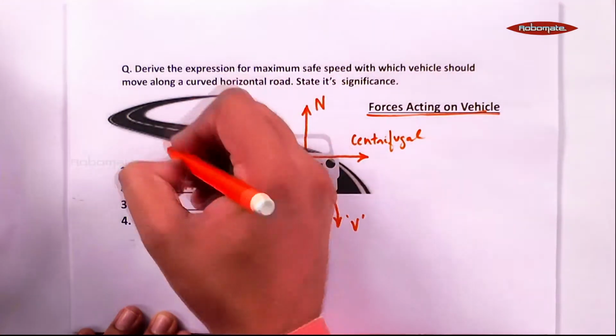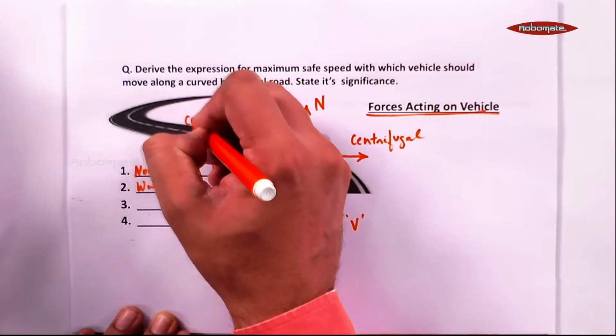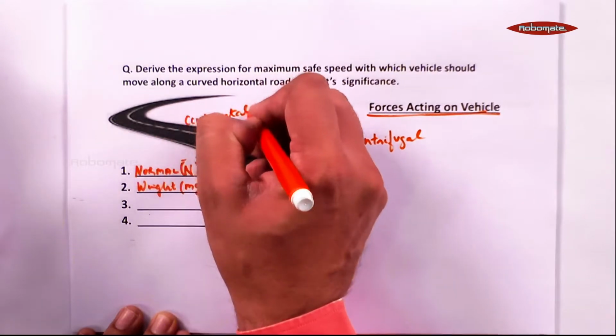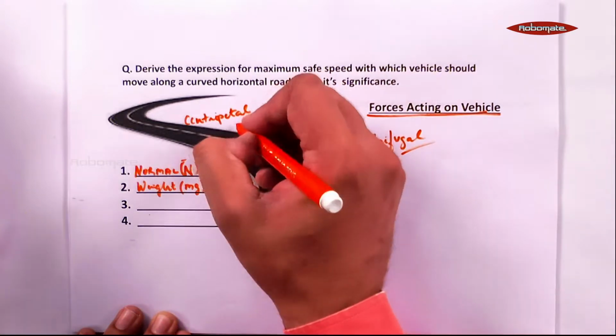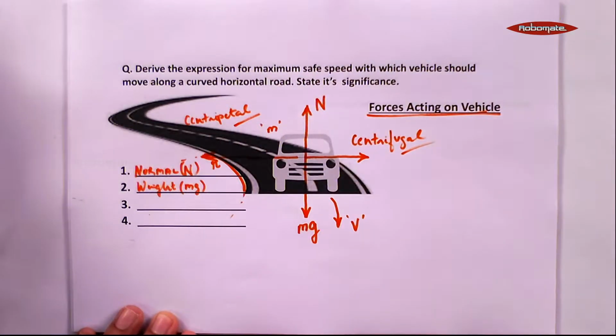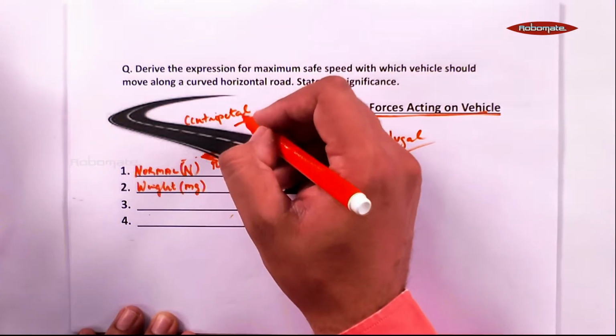And what is the inward force? The inward force is called the centripetal force, the real force. Okay, the pseudo or imaginary force is the centrifugal force, and the real force is the centripetal force. Now, let me consider the real force first, because that is the actual thing which is happening over here.